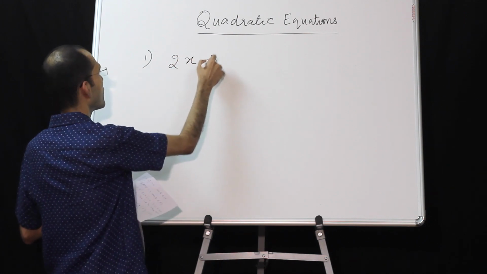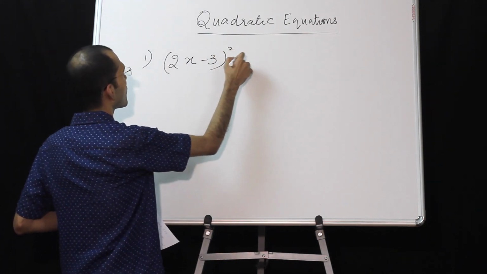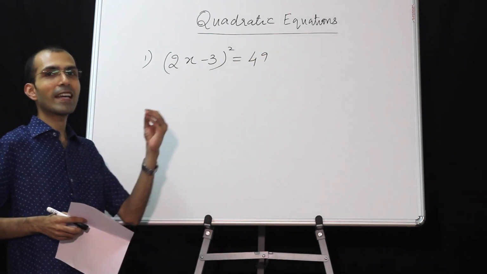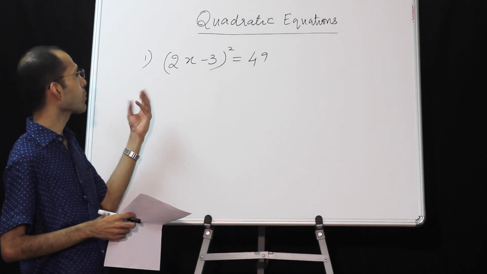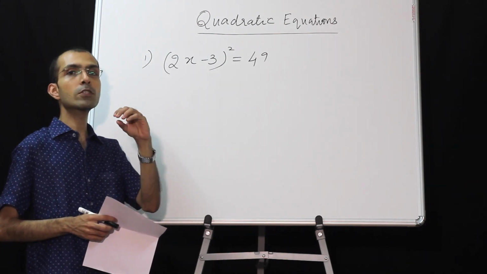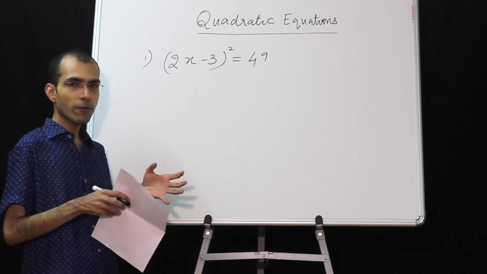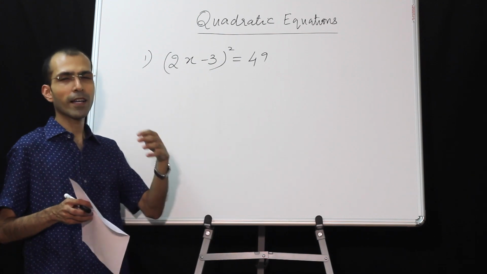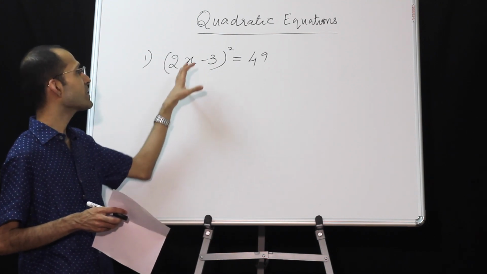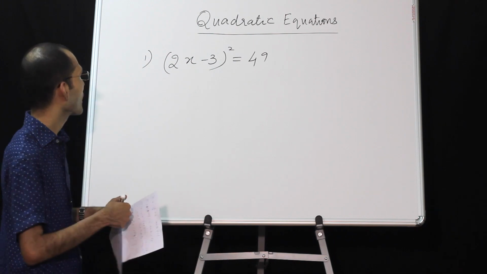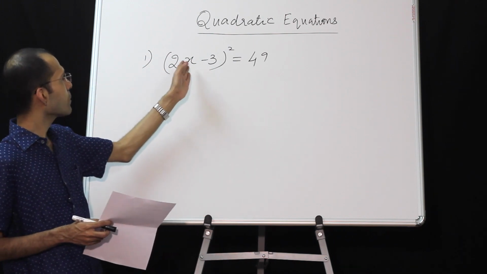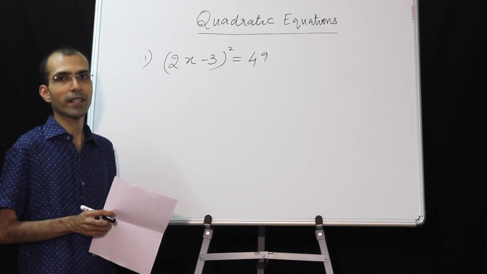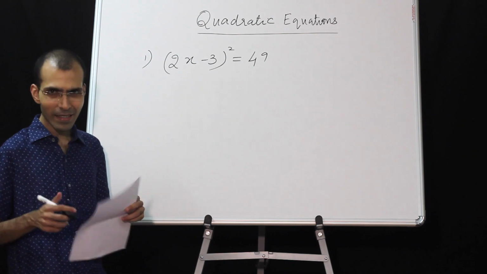2x minus 3 the whole square is equaling 49. We need to find the value of x, or the question can also be framed, find the roots of the equation. Roots of the equation means finding that value of x or y or any variable which is used which will satisfy the given equation. Okay. First you may feel that you can open up the brackets using a minus b the whole square, which is perfectly fine. It is not a wrong technique, but we have a little better technique.